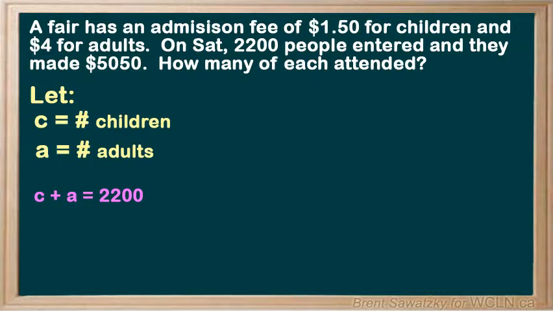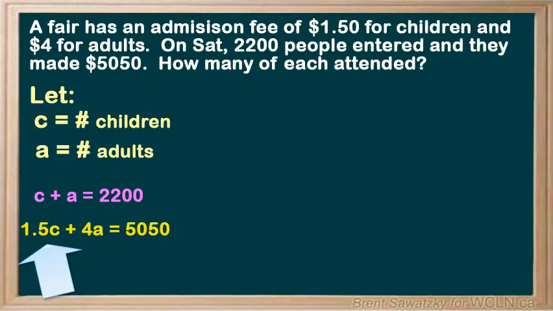Also, we know that they made $5,050. The amount made from the children would be $1.50 per child times the number of children, which we said was C. And the amount made from adults would be $4 per adult times the number of adults, and we called that A. And the total amounts to $5,050. So we have two equations and two unknowns. Perfect. We're ready to solve. We take a look at it, and this one looks like a good one for either substitution or elimination.